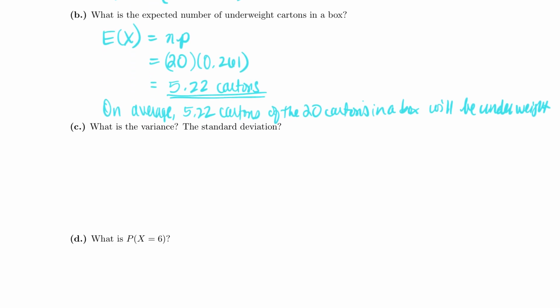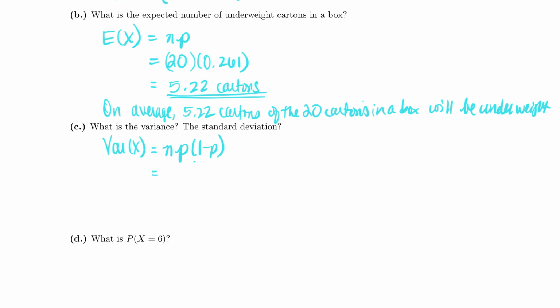What would be the variance on the number of cartons that are underweight? Well, our variance here, remember, in n Bernoulli trials, is n times the variance of a single Bernoulli random variable, which was p times 1 minus p. So the variance of our binomial random variable is np times 1 minus p. We know np already is 5.22. So that's easy. We found that above. But that's probably the easiest way to think about this one.